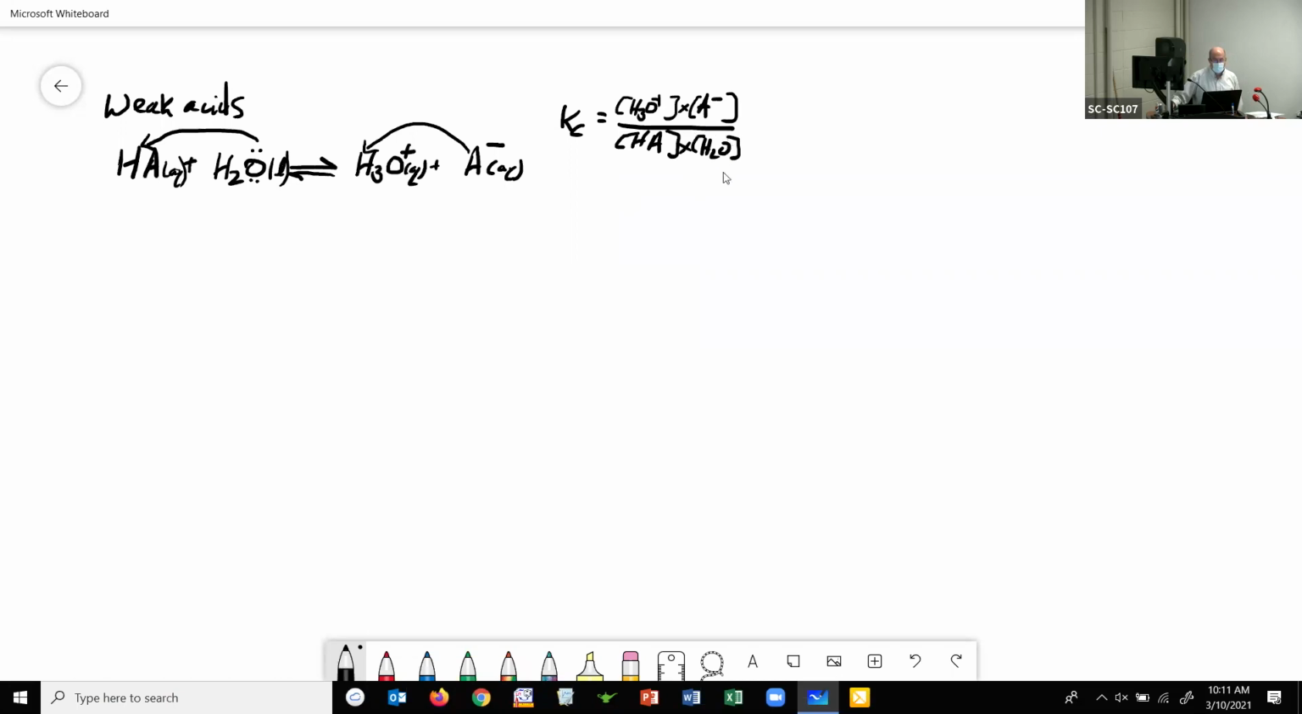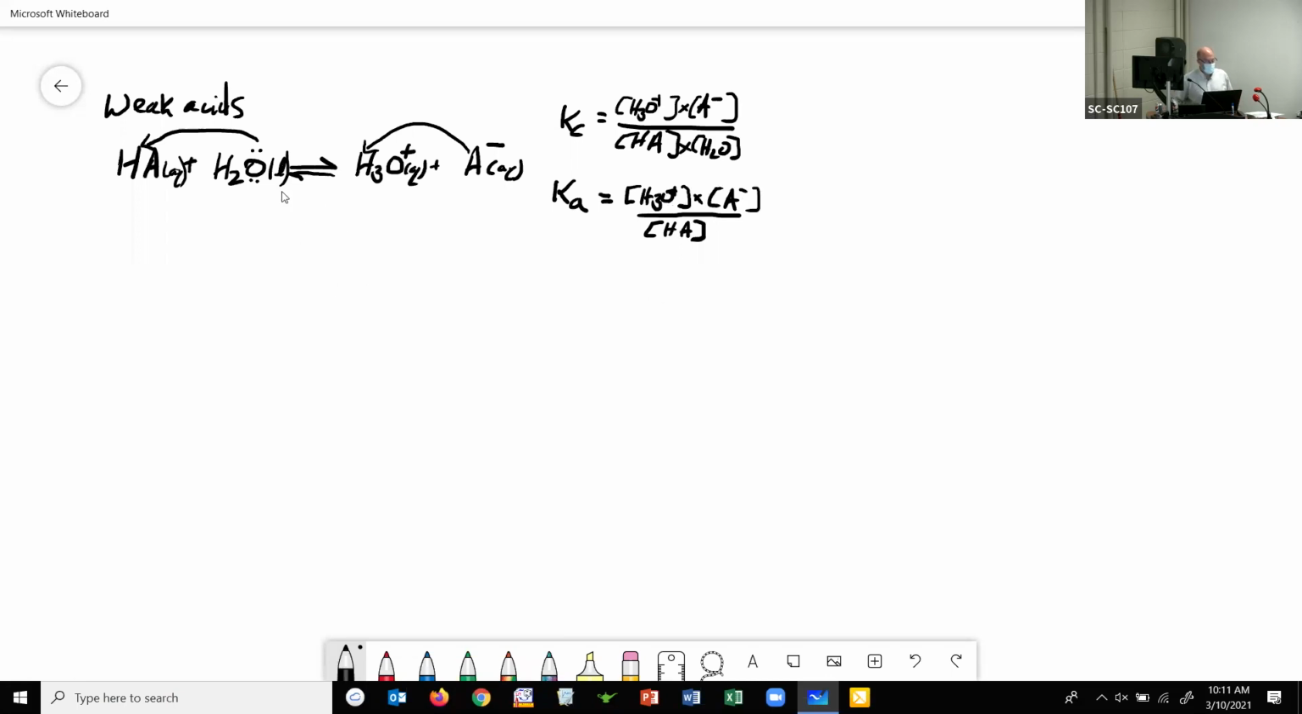The water's concentration is large and not going to change substantially, so it's considered a constant included in the equilibrium constant value. And we change the subscript to indicate we're specifically talking about an acid equilibrium. So we just keep track of the hydronium ion, A minus, HA.